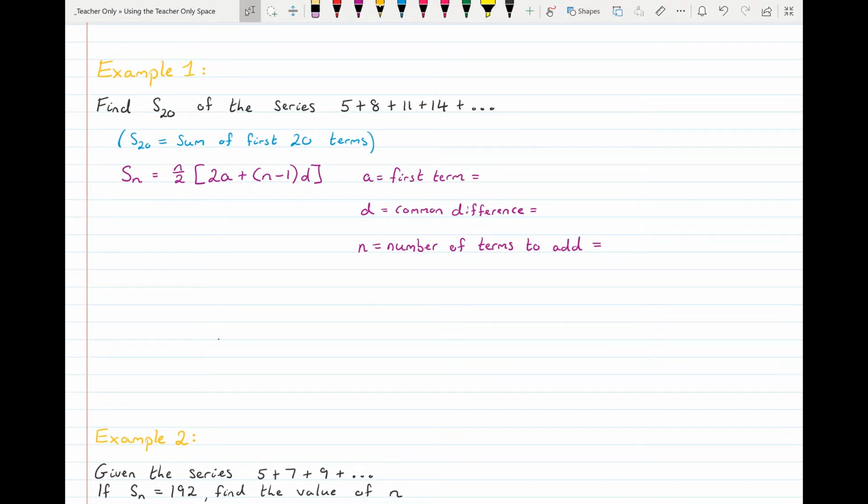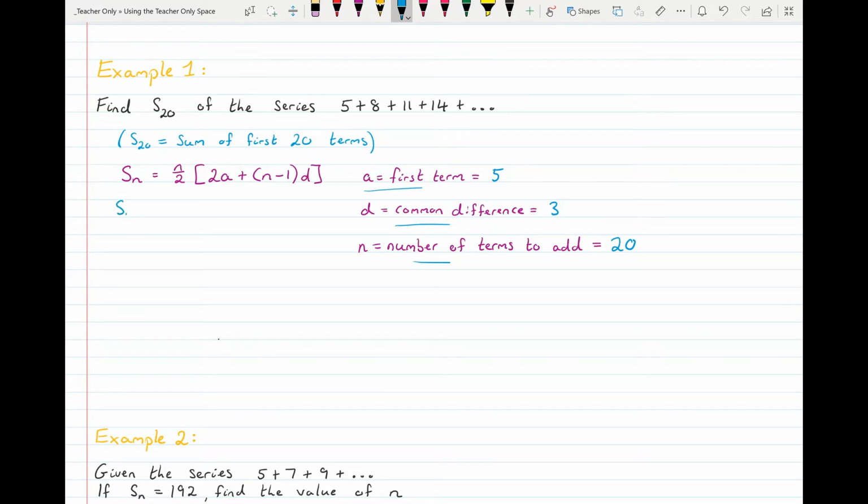Find S20 of the series 5 plus 8 plus 11 plus 14, and it continues on. S20 means the sum of the first 20 terms, and Sn equals n over 2 times 2a plus n minus 1 times d. That's our formula. First things first, you need to write out what your different pieces of information for the sequence are. A, the first term in this sequence, is 5. D, the difference between each of the terms, is 3. And n, the number of terms we want to add, well, we're looking for S20, so we're looking for the first 20 terms.